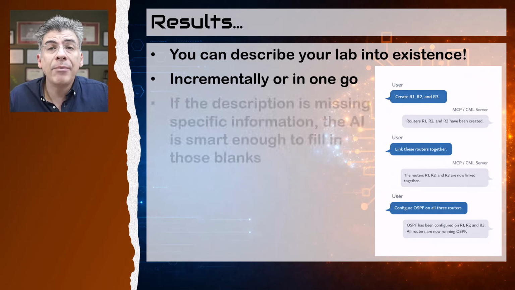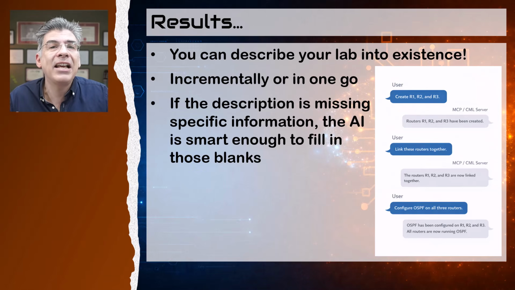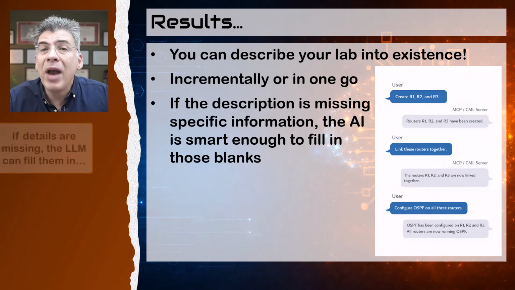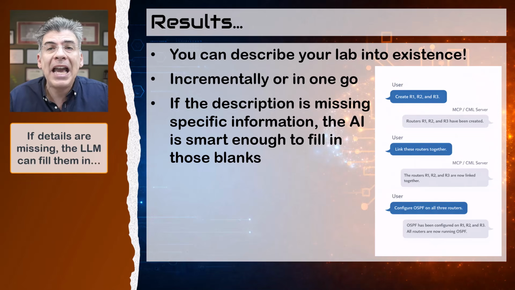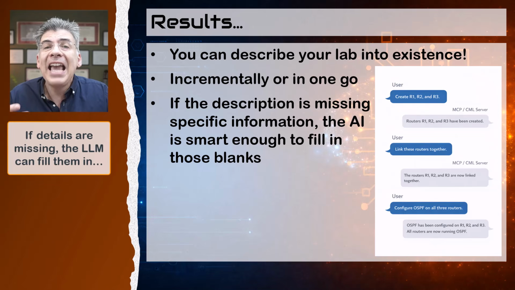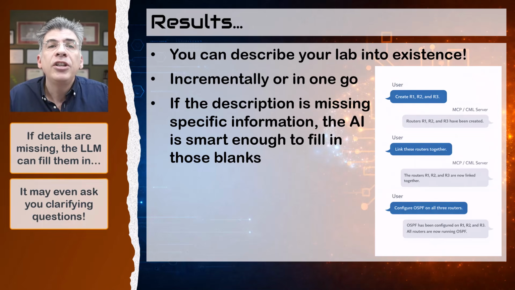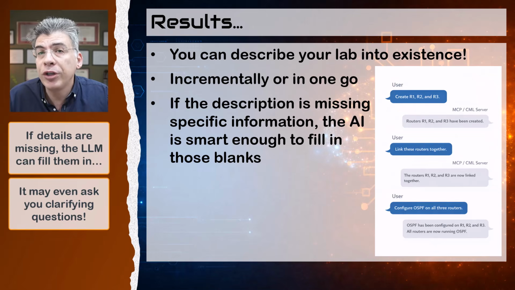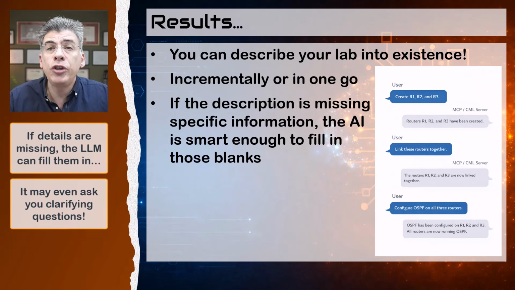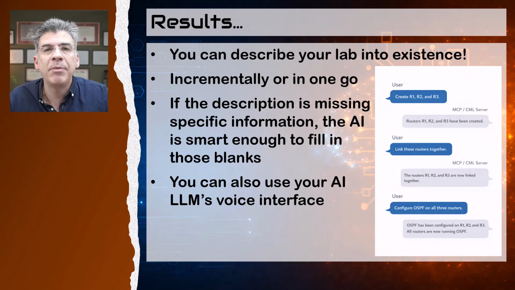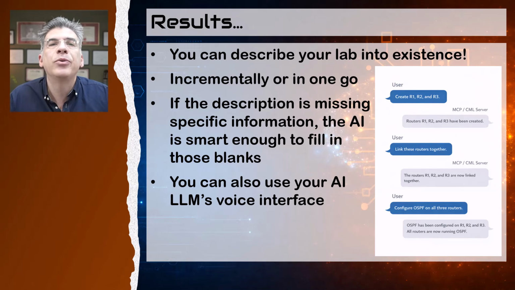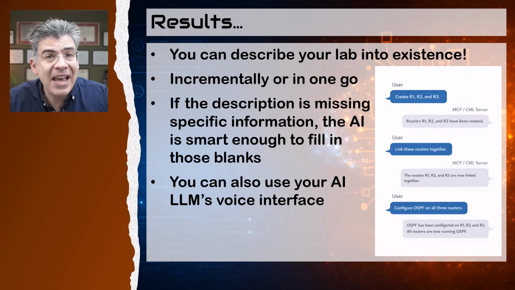Now, while describing your topology, if there are any details of your configuration that you haven't stated, such as IP addresses for specific links, the LLM is intelligent enough to decide to put those in for you, suggesting specific address ranges. And if you choose to use your LLM's voice capabilities, you can speak your lab into existence. And this can be useful because it can be deployed even faster at the speed of thought, so to speak.